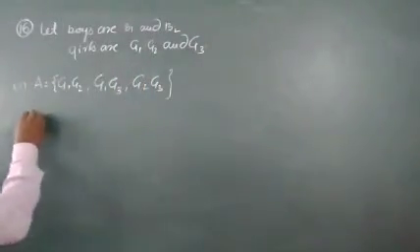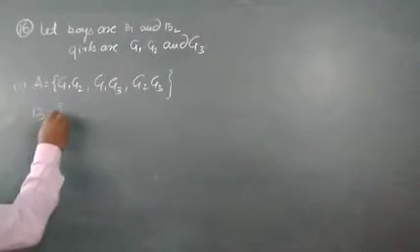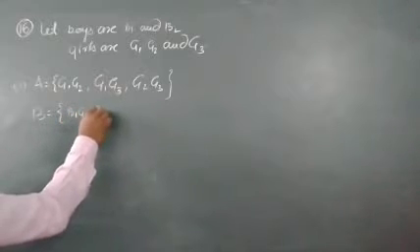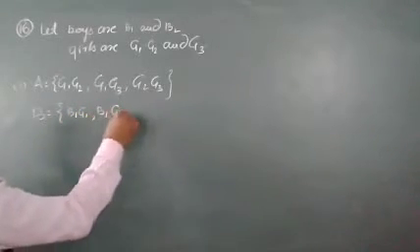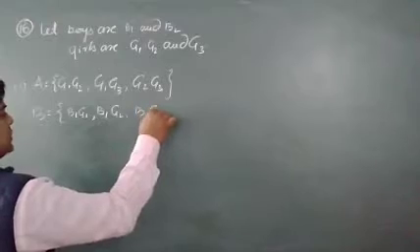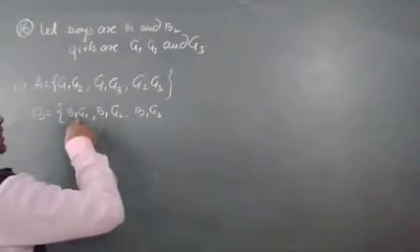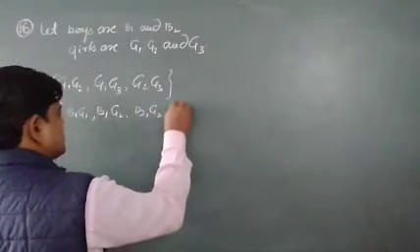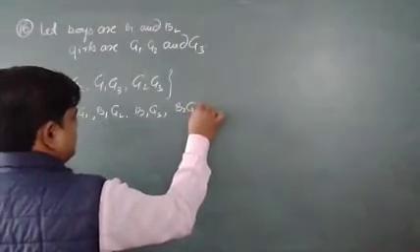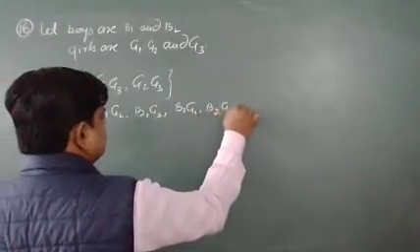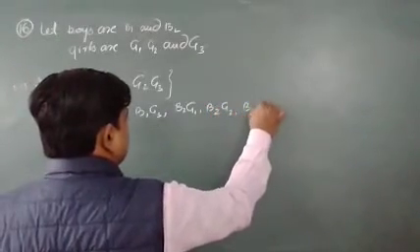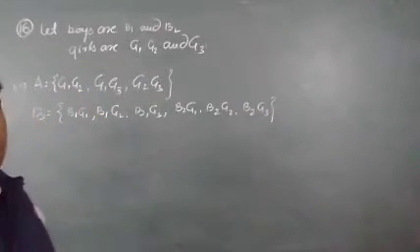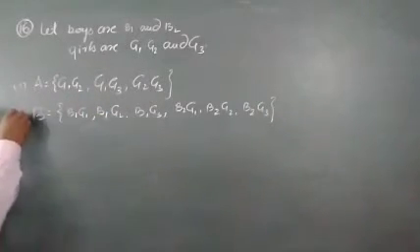Now, if it is one boy and one girl, listen to me: B1 G1, B1 G2, B1 G3. That means the first boy can be selected with these three girls separately. Now the same thing with the second boy: B2 G1, B2 G2 and B2 G3. All these I can easily write. Now the third one is there.